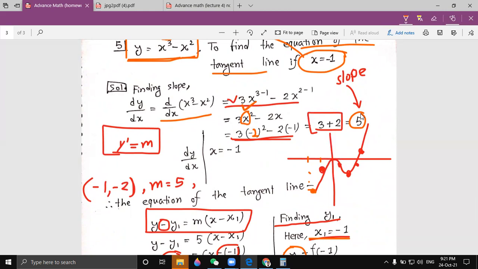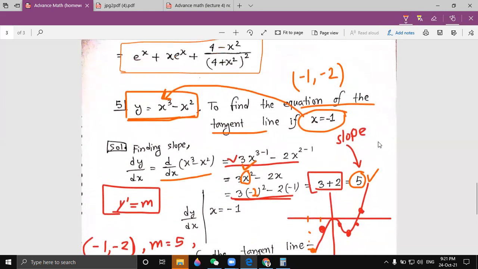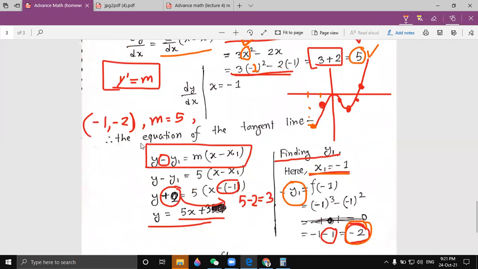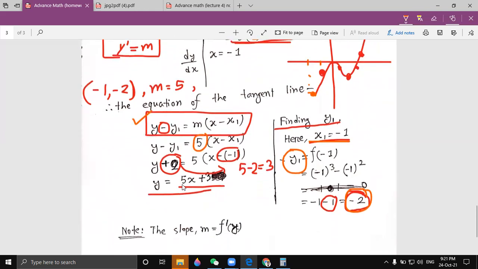Now we already know all our information: we know our slope and we know our point. So we just use the point slope equation, that is y minus y1 is equal to m into x minus x1. We just plug in the values, 5 and then it will make y is equal to 5x plus 3. So this is our tangent line.